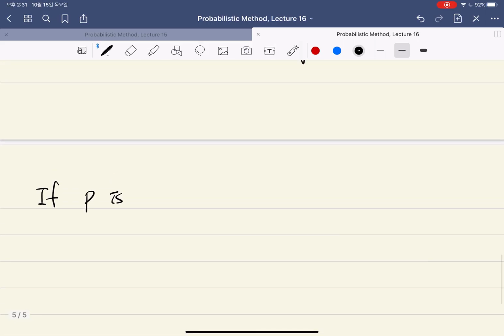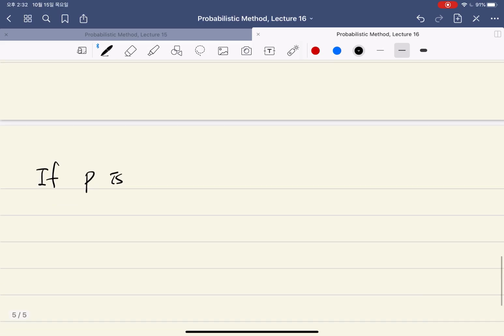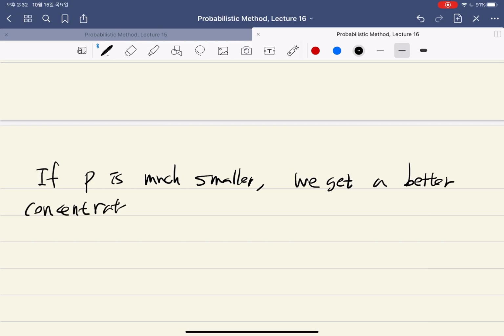But of course, if this p is a function of n, then the proof becomes a bit different. And in some sense, it gets easier if p is much smaller. So if p is much smaller, we can even get a better bound, a better concentration of the chromatic number of this G(n, p).